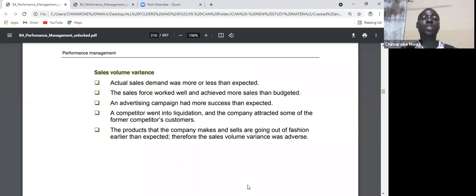And a competitor went into liquidation, and the company attracted some of the former competitor's customers. So maybe there are only 2 or 3 competitors. Let's say in the telecommunication industry, we have about 4 competitors. And if one of them goes into liquidation, the customers that belong to that company will have to migrate. And you may see the other 3 have increased customers, and so they may have a sales volume variance of a favorable nature.